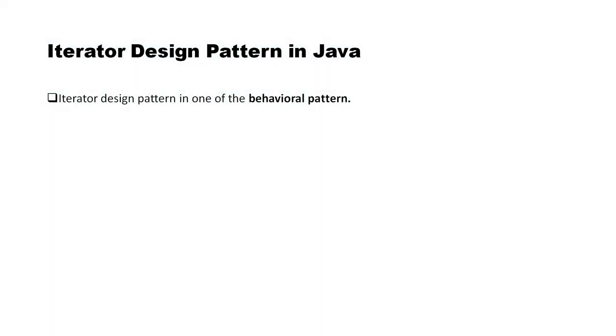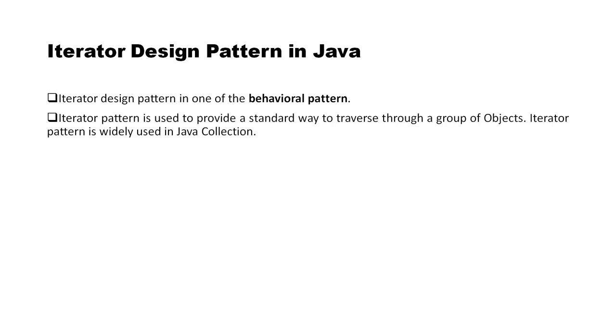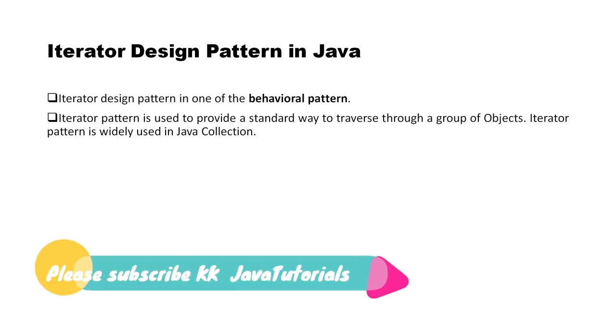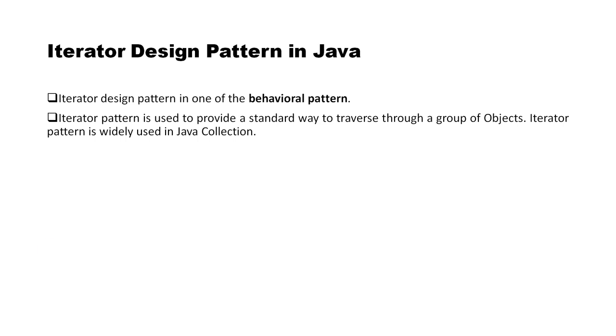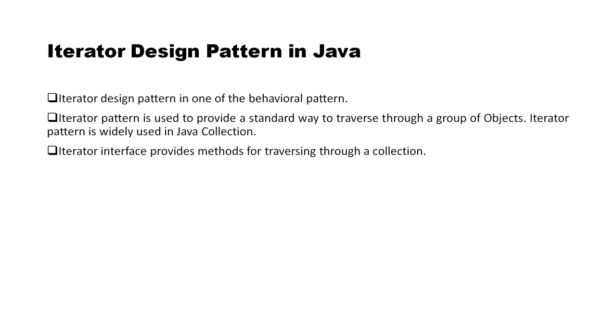First of all, you need to keep in mind Iterator Design Pattern is one of the behavioral design patterns. Iterator pattern is used to provide a standard way to traverse through a collection of objects. Iterator pattern is widely used in Java collection. So basically, when you want to iterate each and every object from a collection of objects, then iterators come into the picture. If you look at the collection framework, then every collection implementation class has its own implementation of iterator. Iterator interface provides methods for traversing through a collection, right?